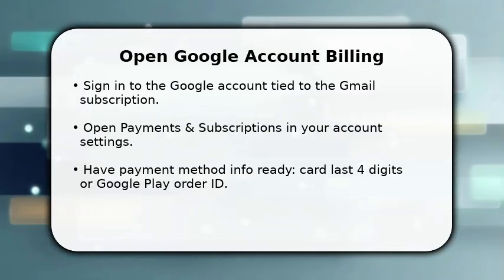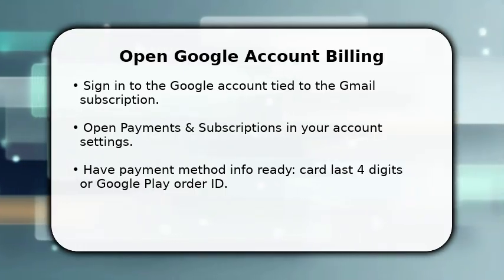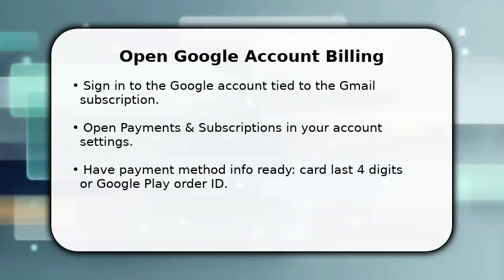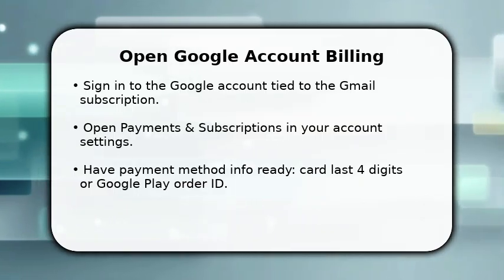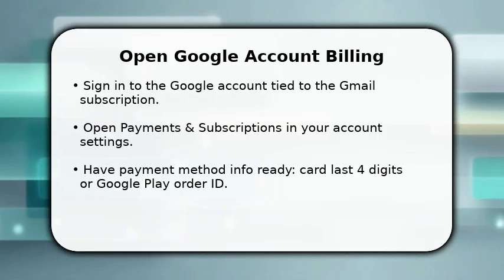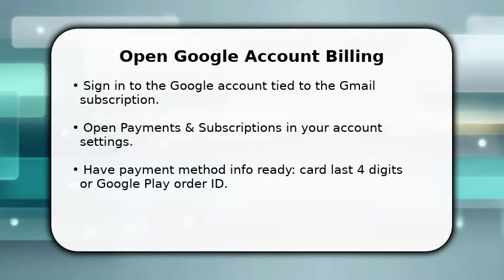You start by signing into the exact Google account that has the subscription. This ensures you manage the right service. Once signed in, go to Payments and Subscriptions under your account menu so you can see active plans. Make sure you have the payment method details or the order ID handy because those identifiers speed up locating the subscription. This is helpful if multiple subscriptions appear.